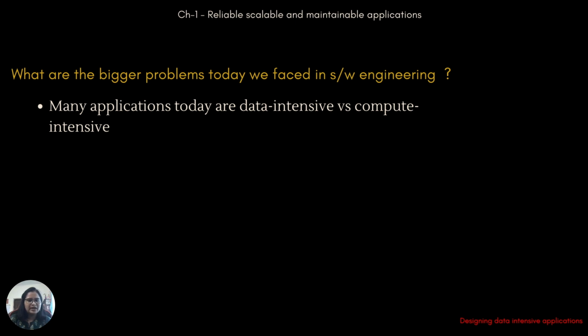What are the bigger problems we face today in software engineering? Many applications today are data intensive rather than compute intensive. When I say data intensive or compute intensive, what is the meaning of that? Data intensive applications make intense usage of data in all its heterogeneous forms, whereas compute intensive applications are compute bound, where CPU cycles are the bottleneck. CPU clock speeds are barely increasing. Multi-core processors are standard. Networks are getting faster. This means parallelism is only going to increase.